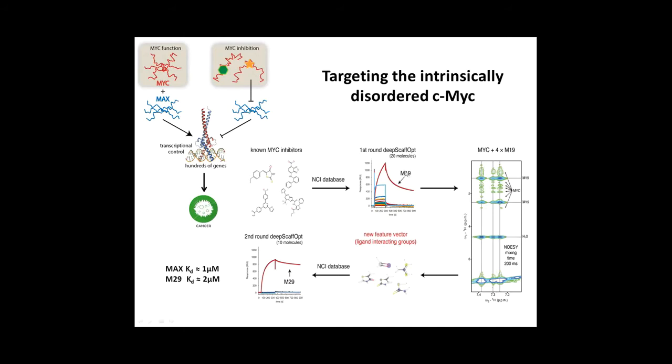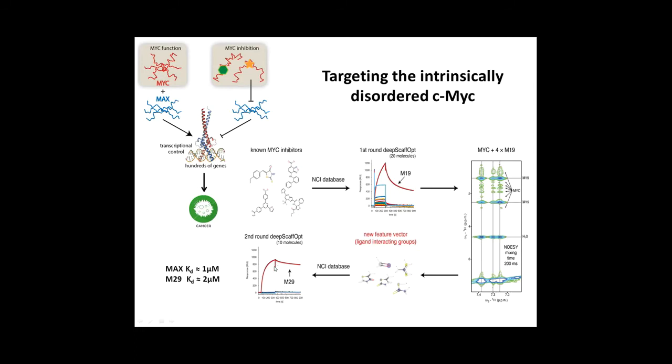So what we did here with my collaborators was to take the published inhibitors in the literature, which in our experiments in the lab are weak, and I trained a DeepScaffold model. With this model, I screened the whole NCI database, and we selected the top 20 molecules for experimental validation. Using SPR, we identified one molecule, M19, indicated here, which had a very low dissociation constant. Thus, we measured the interaction profile of this molecule by NMR, and that allowed me to identify the interacting groups in the molecule. So I created small fragments containing interacting groups.